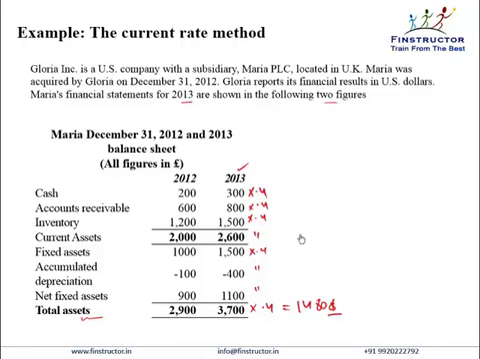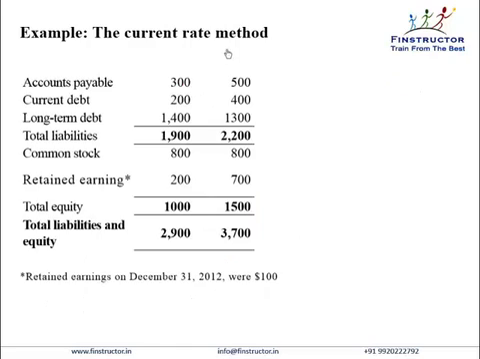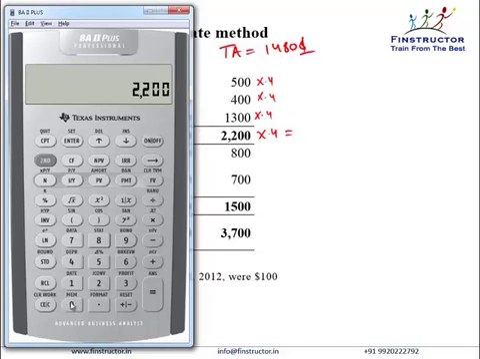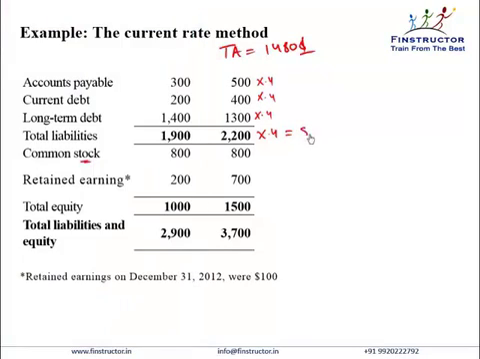We'll now move on to the liabilities side of the balance sheet. Just for reference, we'll note down that the total assets came out to be $1,480. Now all liabilities except common stock are also translated at the current rate. So we can translate the accounts payable, the current debt, the long-term debt, and hence the total liabilities by multiplying by 0.4. That will come out to be 2200 into 0.4, which is $880.